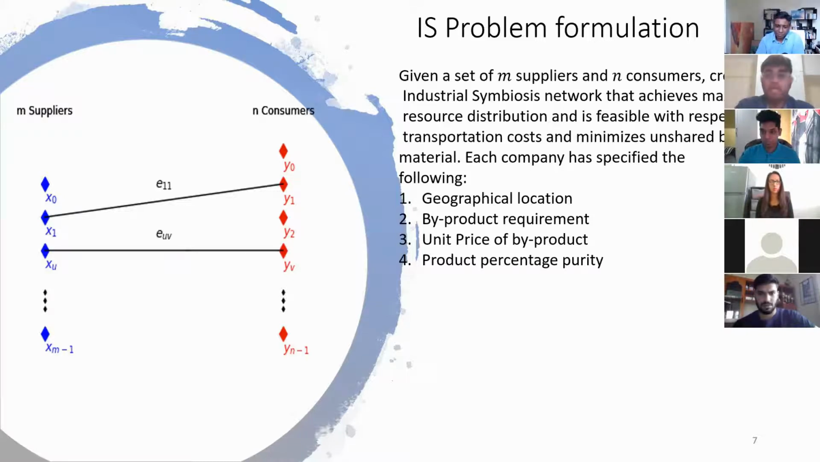So their geographical location, the byproduct requirements. So if they're a supplier, they have a supply of the byproducts. If they're a consumer, they have a demand. The unit price of the byproducts that they are proposing, either they are selling or they are willing to buy at that price per unit. And for instances where the percentage purity is important, we can imagine a consumer or a supplier makes that information available.